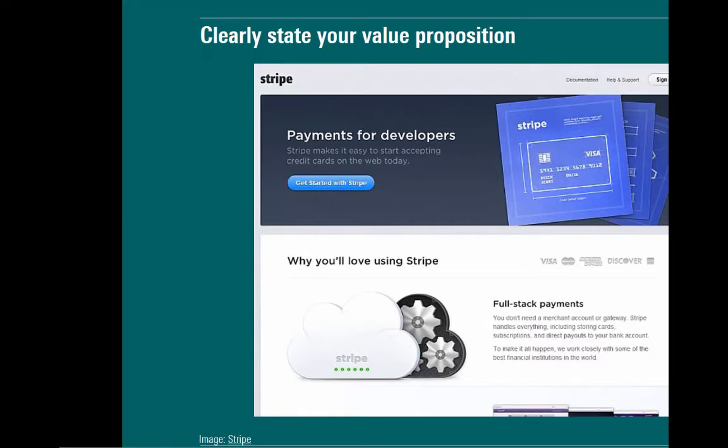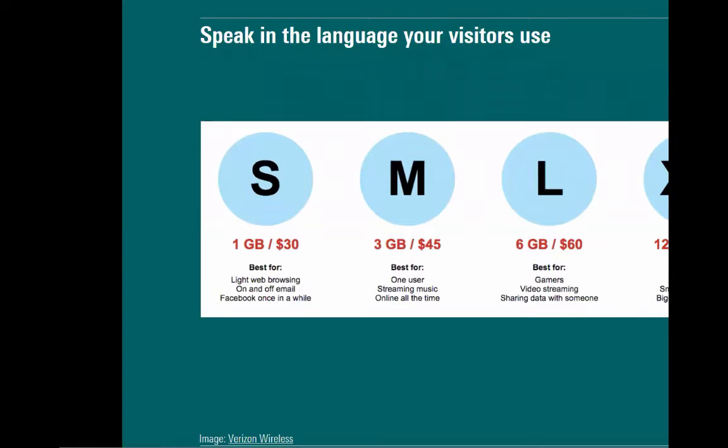And think about how to speak in the language your visitors use. When you're looking at phone plans, for example, a lot of times they use just the red text of 1 gigabyte, 3 gigabytes, or 6 gigabytes for your data plan. Now, I have no real idea what 3 gigabytes of data means for my monthly phone plan. But when they explain it in the bottom here, that's for one user who's streaming music and is online all the time, that puts it in terms that I understand and that I can relate to. And I can tell that that's about the type of usage that I have. So you want to avoid being overly technical and using terms that people aren't using in their day-to-day lives.